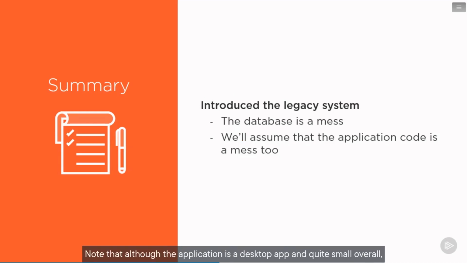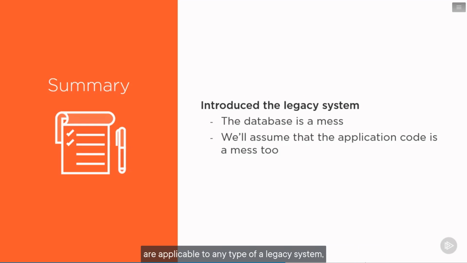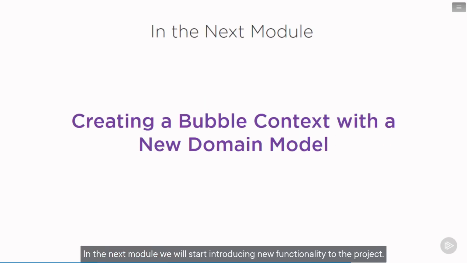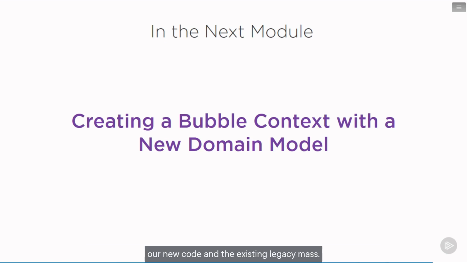Note that although the application is a desktop app and quite small overall, the principles and techniques you'll be learning in this course are applicable to any type of legacy system, be it an API, a web application, or a desktop one like ours. In the next module, we will start introducing new functionality to the project. You will learn the concept of anti-corruption layer and the bubble-bounded context, and we'll see how to maintain good separation between our new code and the existing legacy mess.